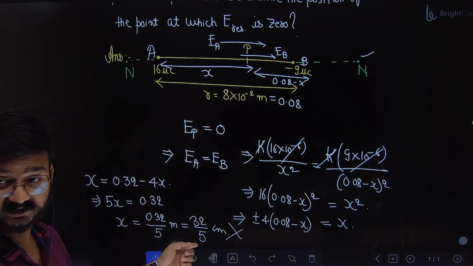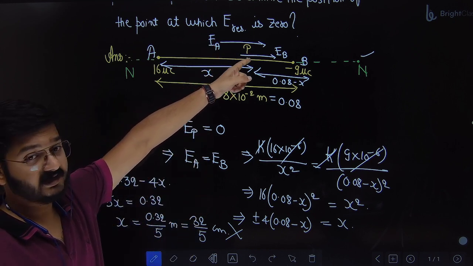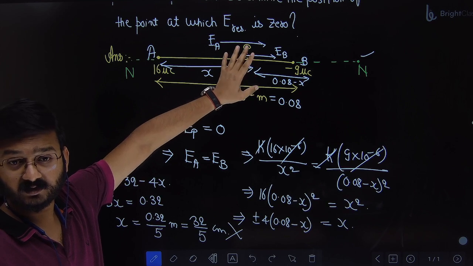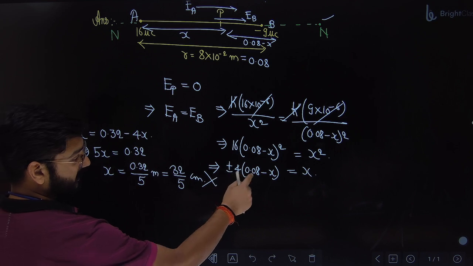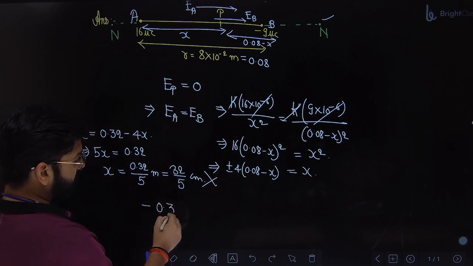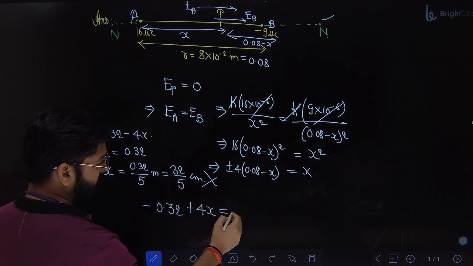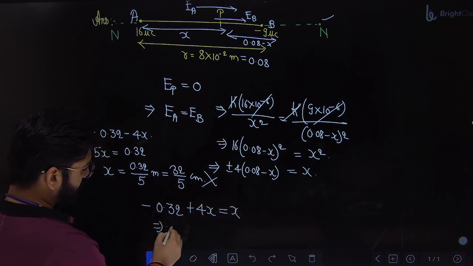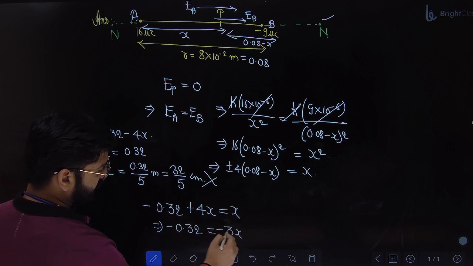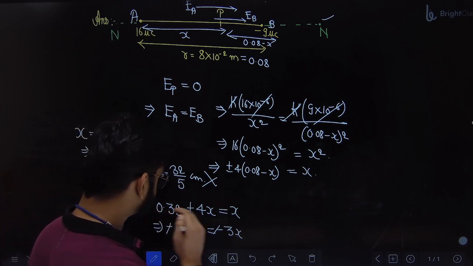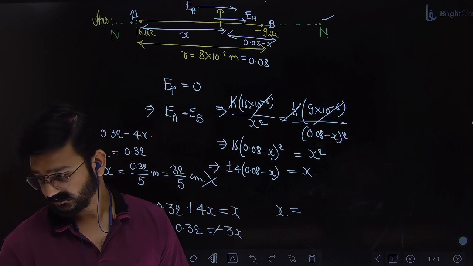Is it clear why it is getting rejected? Because we just now explained that both electric fields are in the same direction, so we cannot have a neutral point here. Now take the negative sign. Minus 0.32, minus minus plus, so what do you get? Minus 0.32 equal to minus 3x. Solve it and check what value comes.